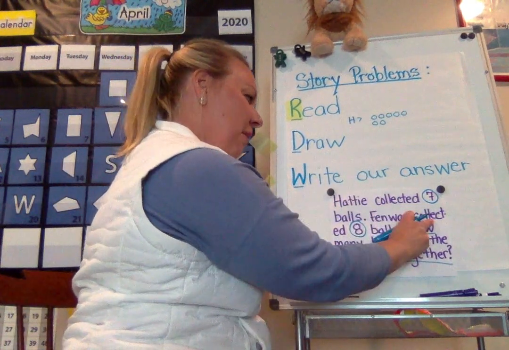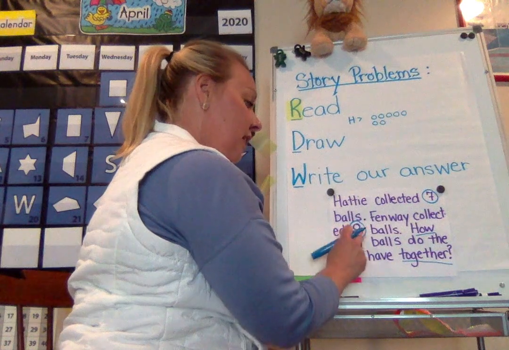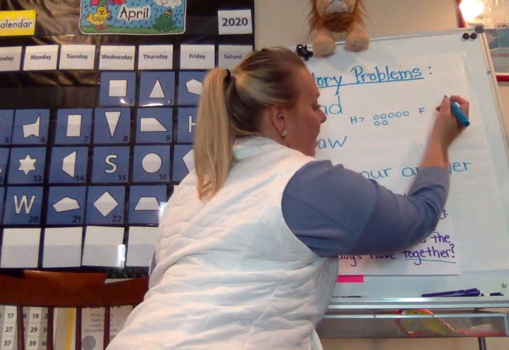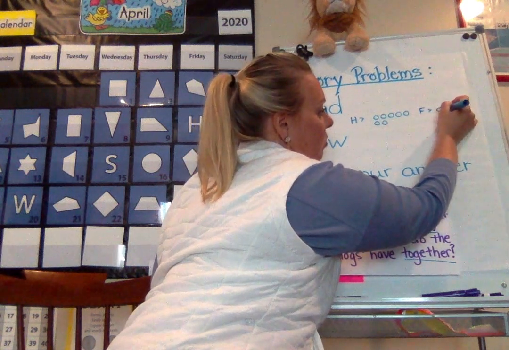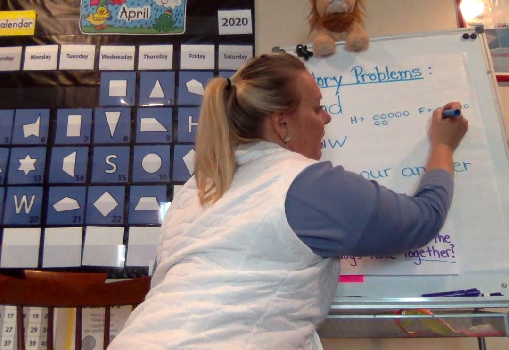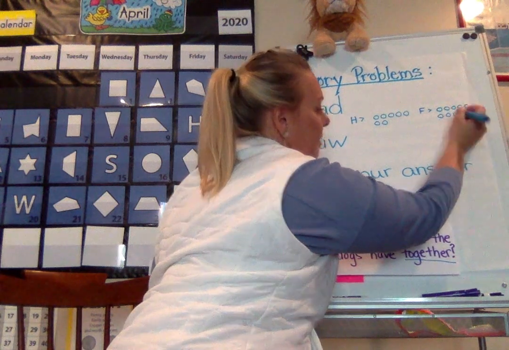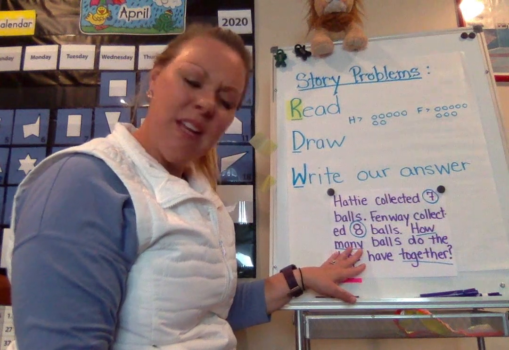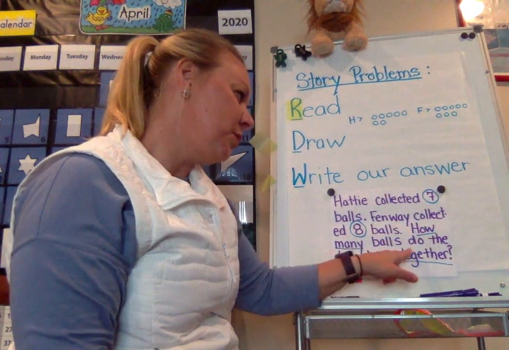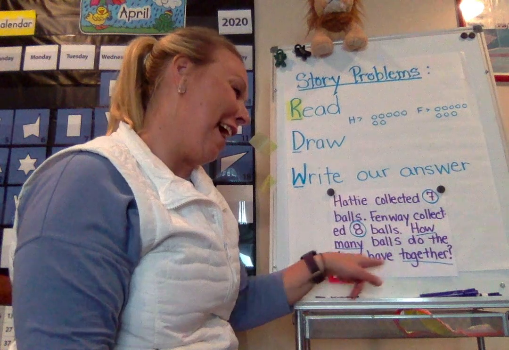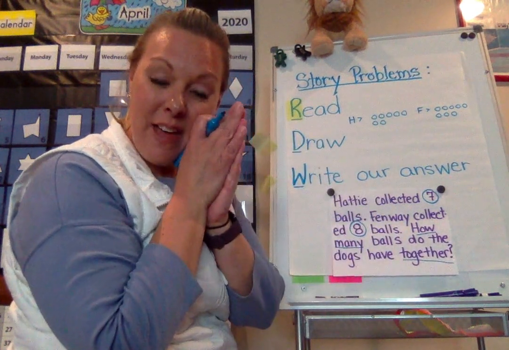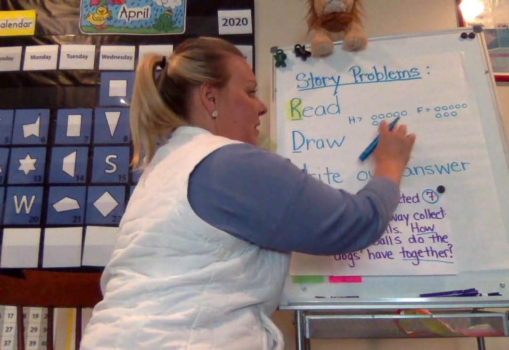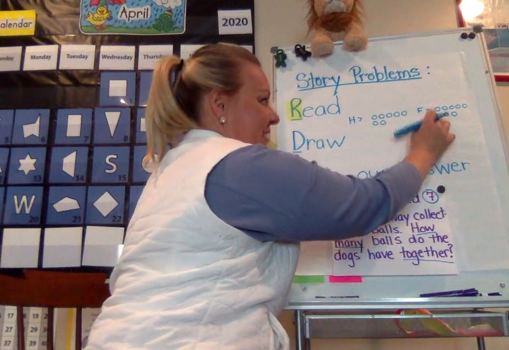Then I'm going to go back and reread. Fenway collected 8 balls. So now I'm going to do Fenway and make him have 8. 1, 2, 3, 4, 5, 6, 7, 8. So now, what's the question asking me? How many balls do the dogs have together? How many do they have all together? So I have to add. I have to add 7 plus 8.